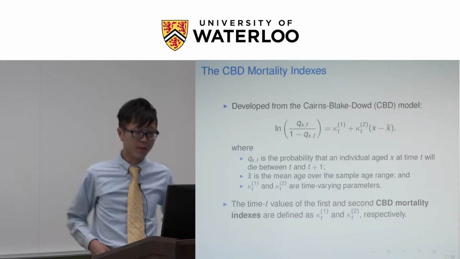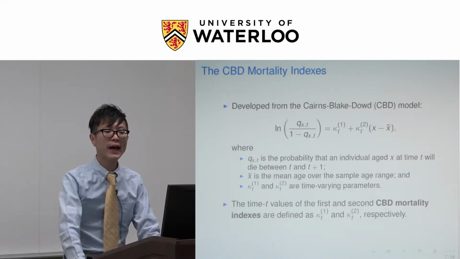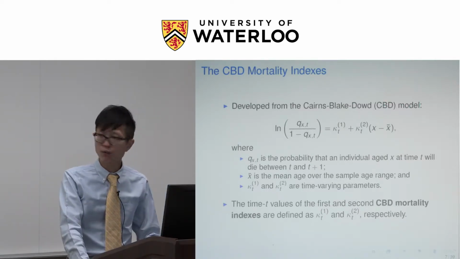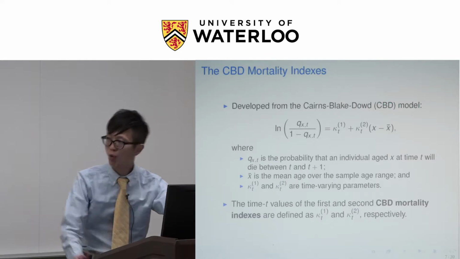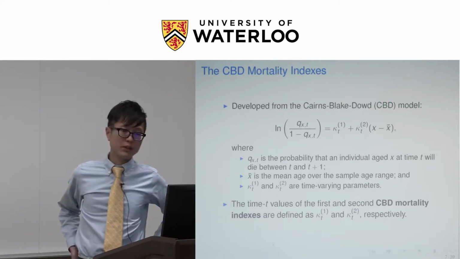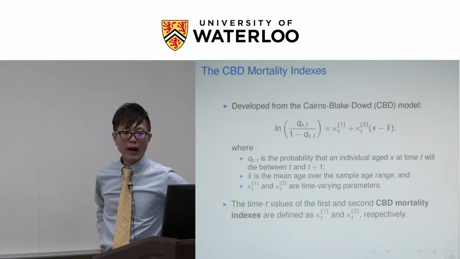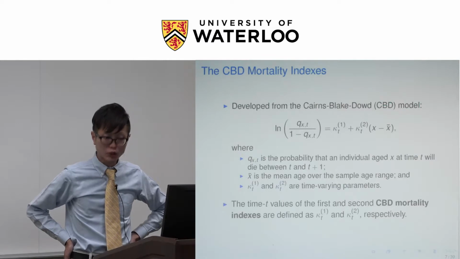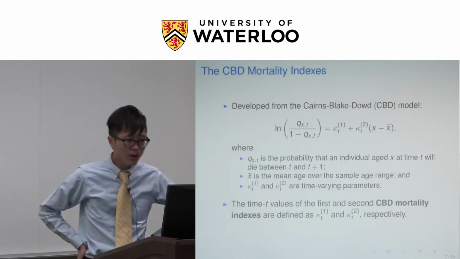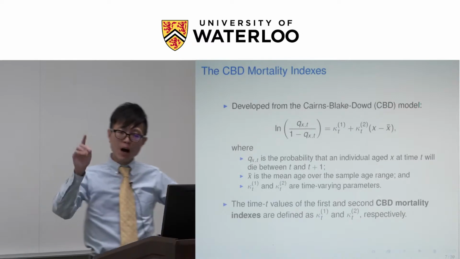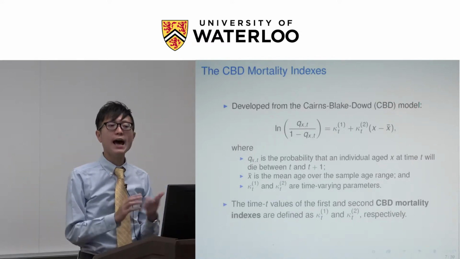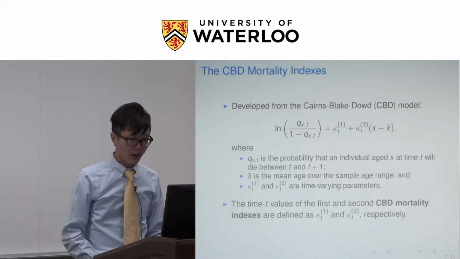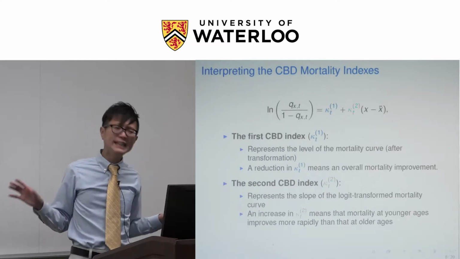All right, this model captures the logit-transformed probability of death at age x and year t with the combination of parameters on the right-hand side. So we have the first parameter, kappa 1, which is time varying, and the second parameter, kappa 2, which is also time varying. All right, we say that kappa 1 and kappa 2 are the first and second CBD mortality indices, respectively. Okay, so how do we interpret these indices?